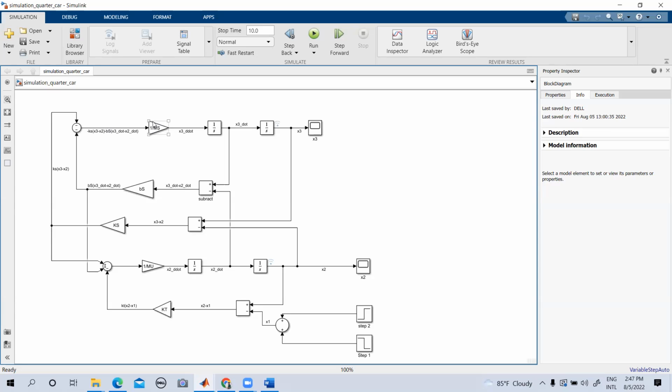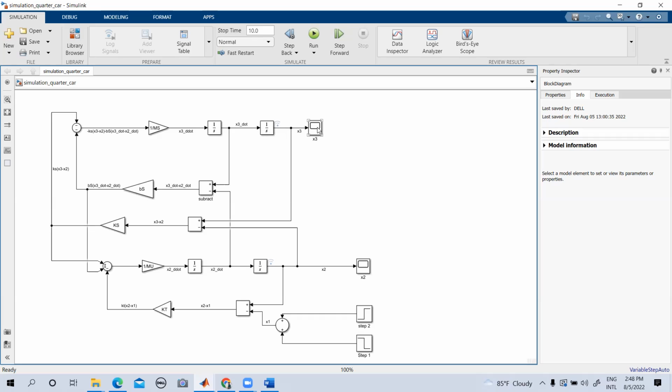The gain of 1 over ms is given to this part, because if you look at the equation, you get ms x2 double dot, right? So to isolate x2 double dot, you have to divide everything by ms. So you get something like this. Then you get xt double dot, which is the acceleration. If you want to get the velocity, you have to integrate it, and you get xt dot. The displacement, once again you integrate it, and you get xt, right?